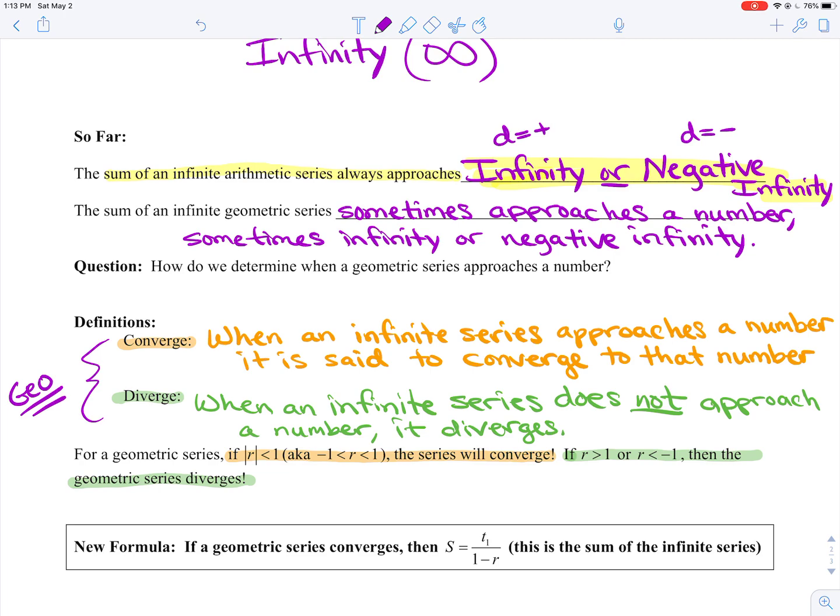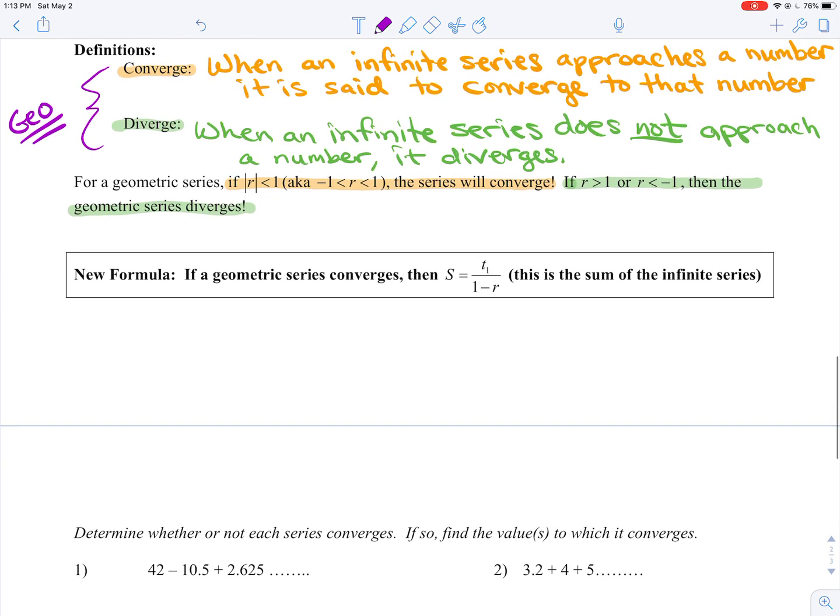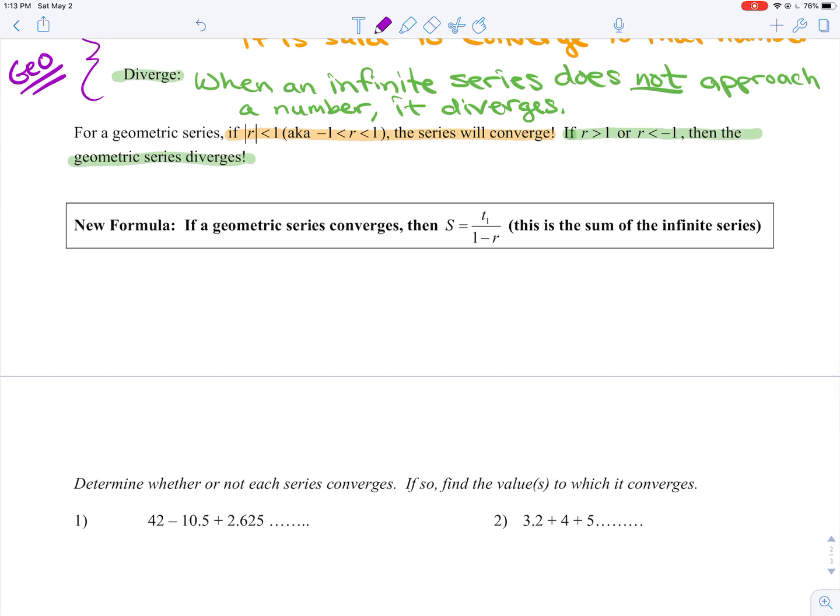series. So we have a slightly new formula. If a geometric series converges, then we're going to be able to use this new formula. We just have to do the first term over 1 minus r. This is going to be the sum of an infinite series when it converges.